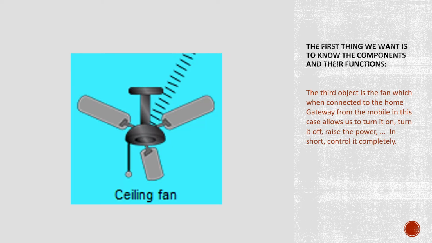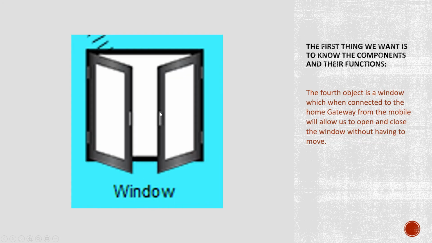The third object is the fan, which we connect to the home gateway from the mobile. In this case, it allows us to turn it on, turn it off, and raise the power, in short controlling it completely. This is an image of the fan in the program.